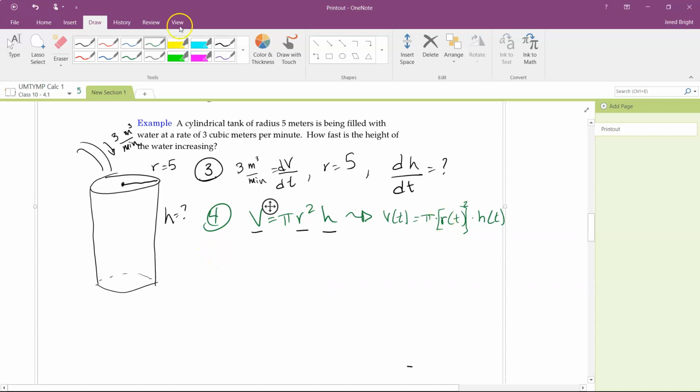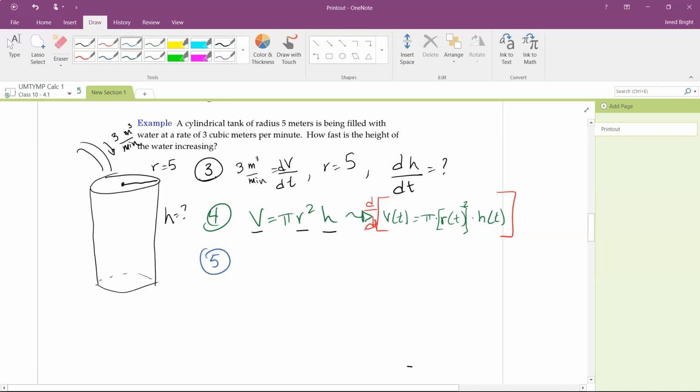All right, so now what we want to do in step 5 is we want to take our equation that we found in number 4 and differentiate both sides with respect to t. And when we do this, we have to do implicit differentiation. And let me maybe just do this in a different color here. Let's do this in blue.